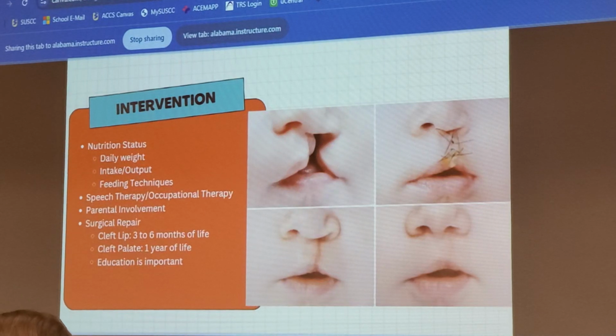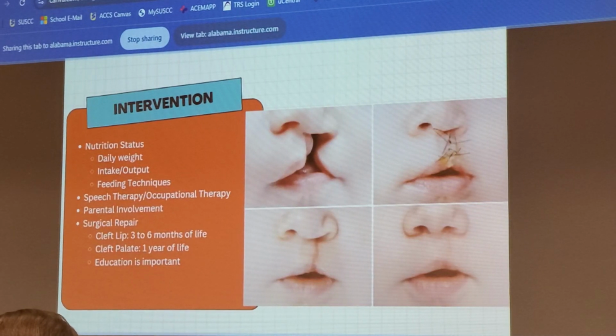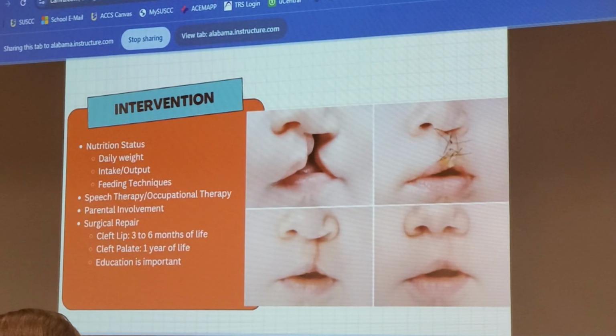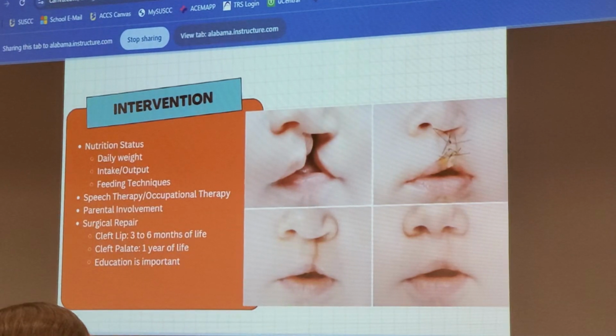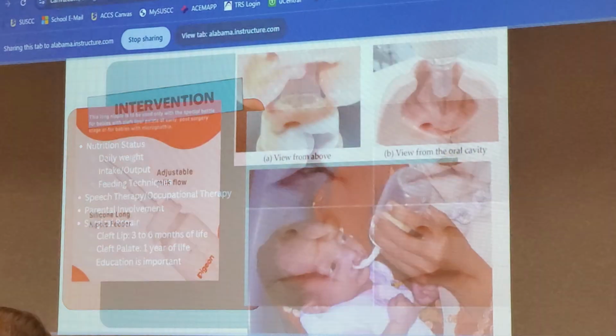Right. When we are talking about interventions, we have surgical management. That's going to be our category, and then we're also going to talk about nutrition management as well. That's going to be your two big ones with your cleft lip and your cleft palate. Let's see if we got a picture.